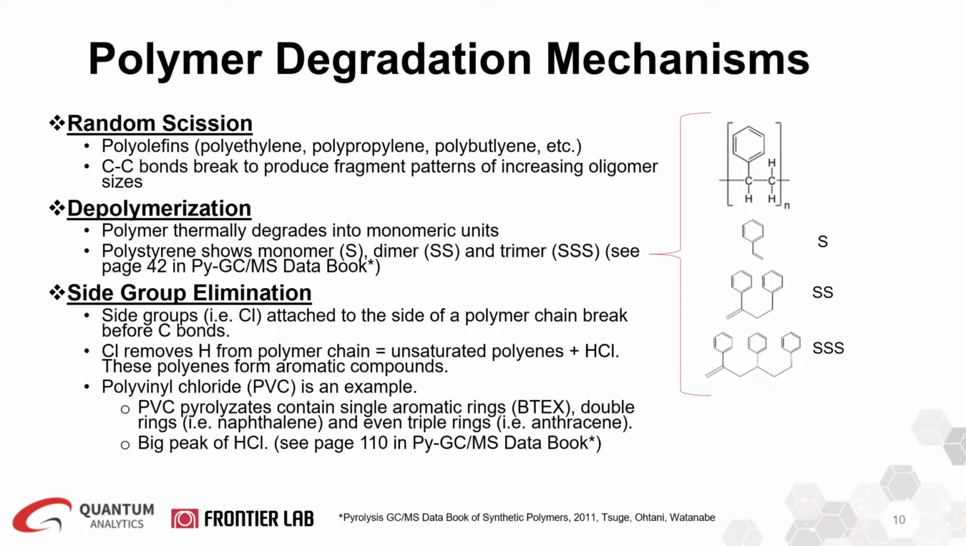In a side group elimination, polyvinyl chloride, PVC, is a good example, where the side group, in this case the Cl that is attached to the side of the polymer chain, breaks before the C-C bonds. So Cl removes the hydrogen from the polymer chain, which causes the unsaturated polyenes plus HCl. Then these unsaturated polyenes start forming aromatic rings. So as a result, in the fragmentation of PVC, you'll see HCl and these aromatic rings.